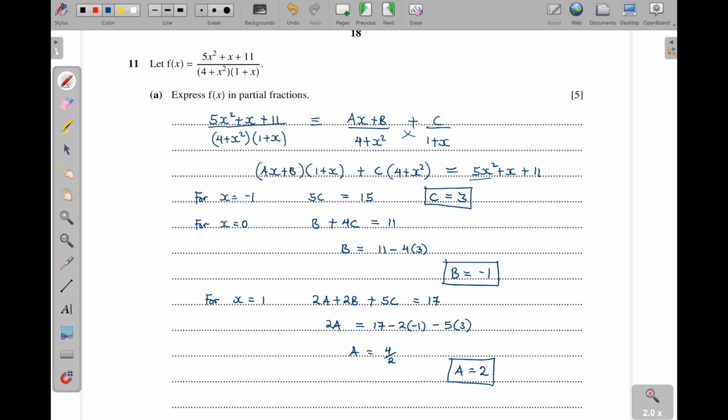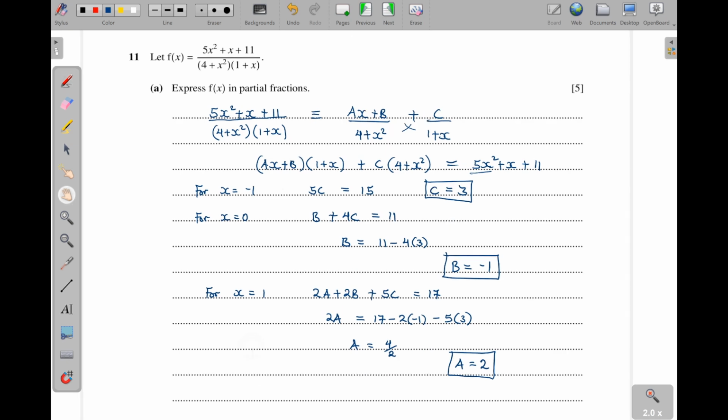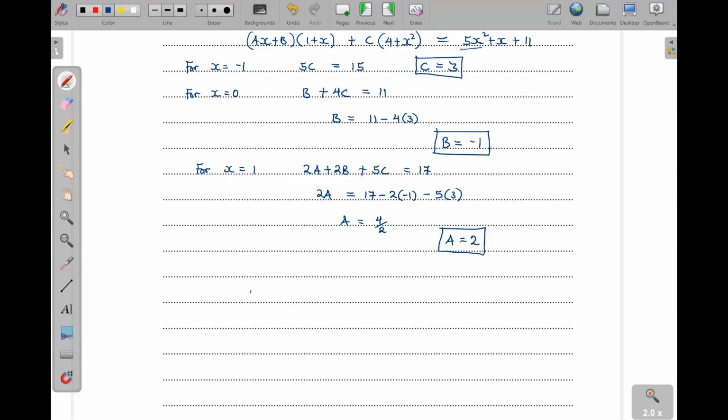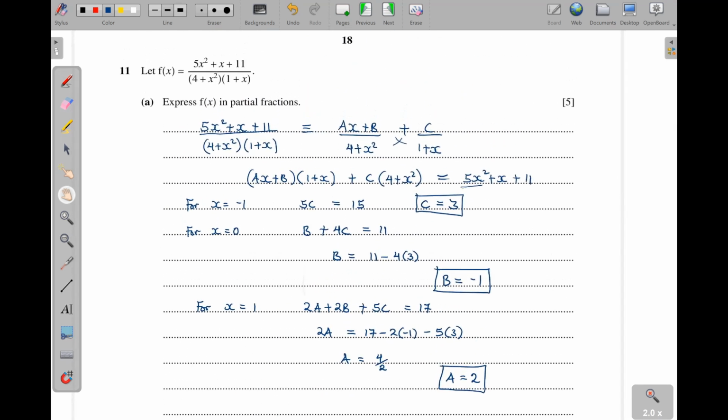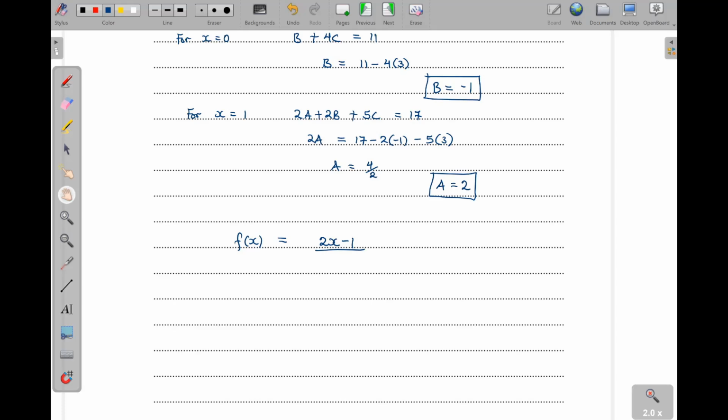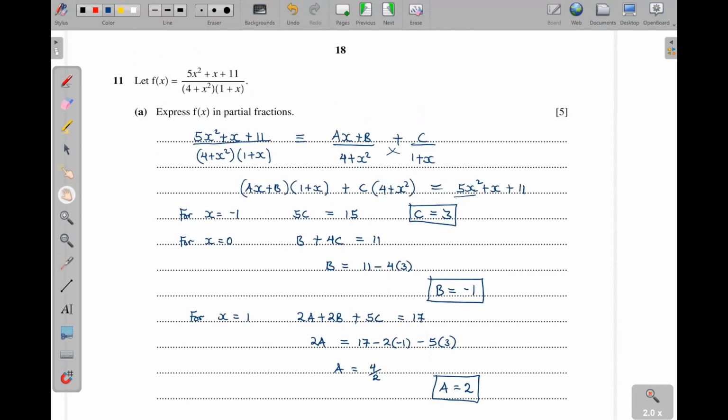So this therefore implies, you can conclude, that f of x is now going to be (ax plus b), where a is 2 and b is -1, so (2x minus 1), divided by (4 plus x squared), then plus c, where c is 3.